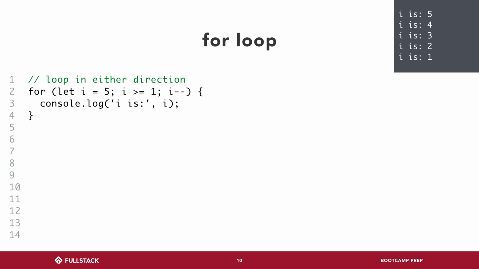So we're going to start, i is 5. We log it out. We decrement it to 4. 4 is still greater than or equal to 1. So we continue this process until we eventually hit 0, which will fail the condition over here. 0 is not greater than or equal to 1. And the code would resume from line 5 down.